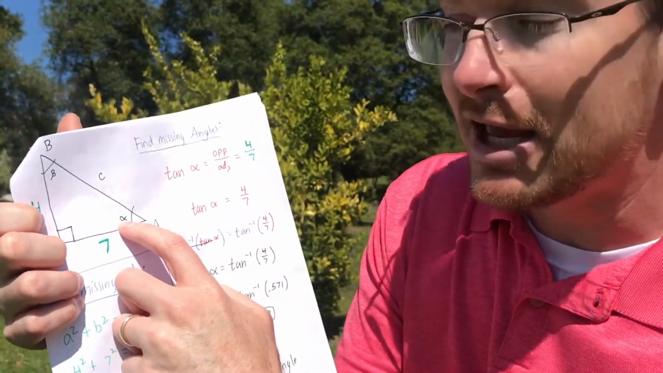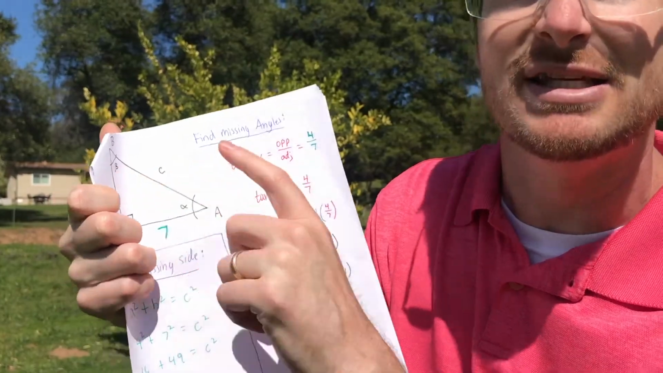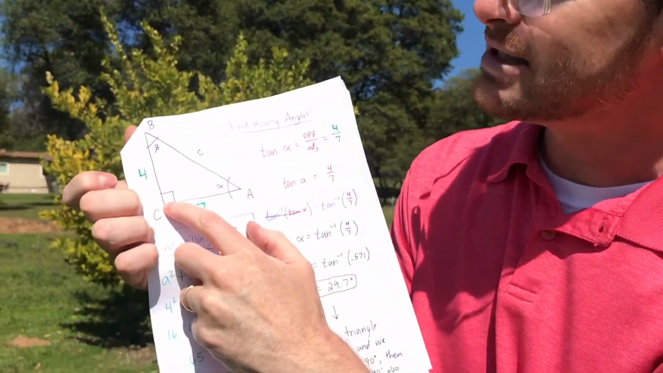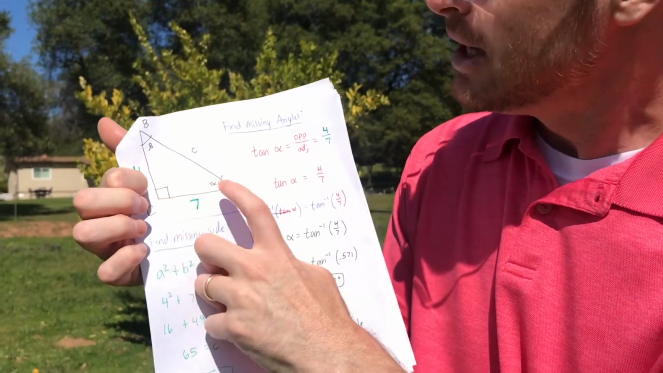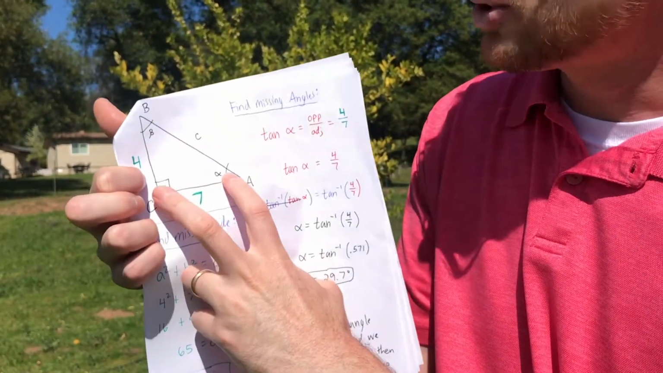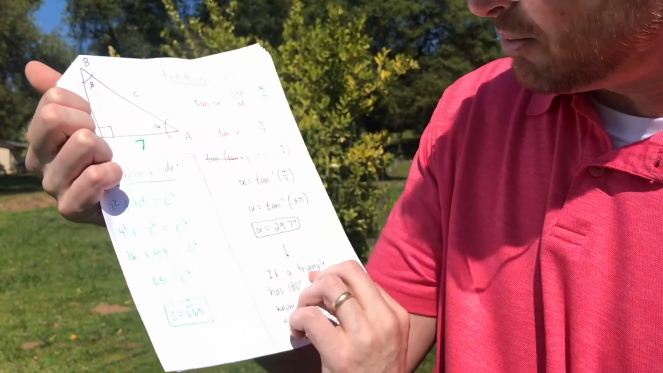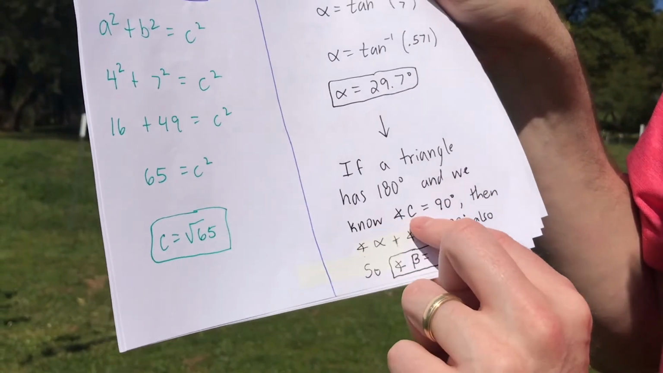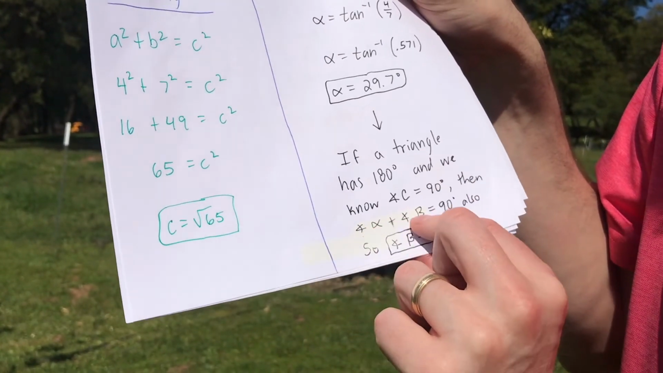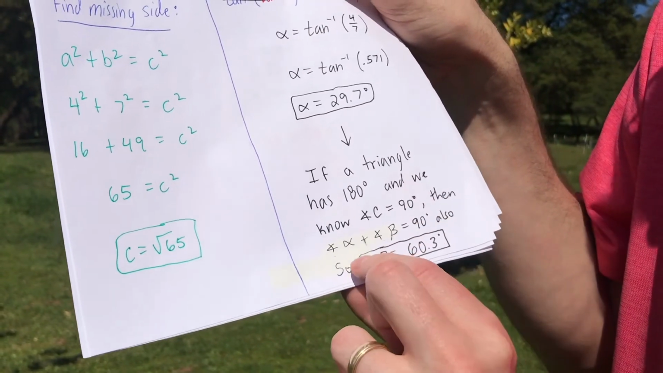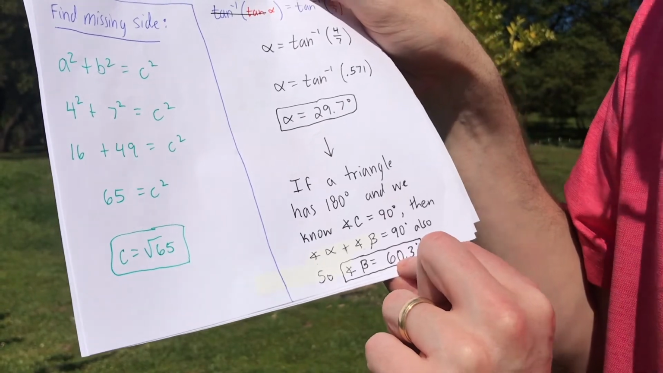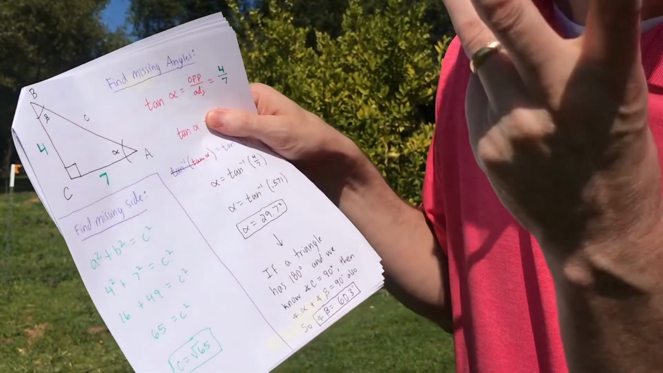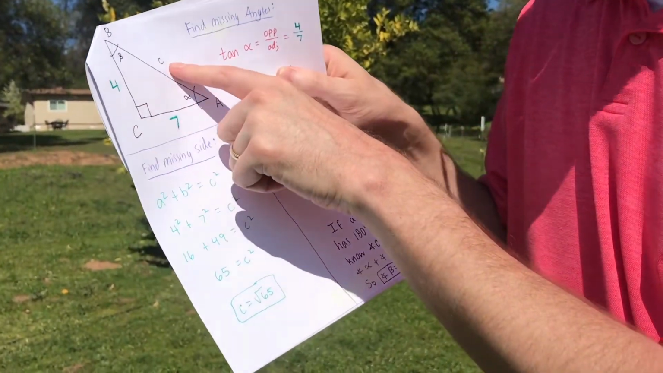And if you know that angle, then you could figure out that one really easily, because triangles have 180 degrees in the whole entire triangle. So if that's 90, because it's a 90-degree angle, and that's 29.7, you could subtract those from 180 to find out what beta is. If a triangle has 180 degrees, and we know that angle C is 90, then alpha plus beta has to equal 90 also. So beta is 60.3 degrees. We have all 3 of the angles. Now we just have to find the third side.